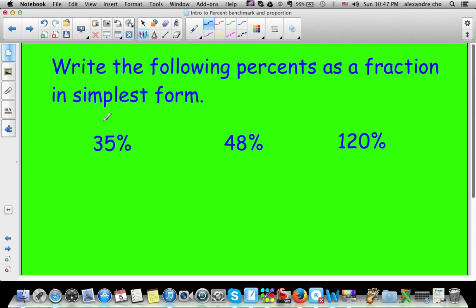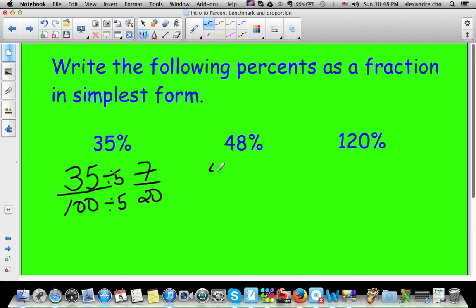So 35% as a fraction, it's something compared to 100. So it's 35 out of 100, or it's 35 for every 100. You should have gotten that initially. Simplified, you can divide top and bottom by 5. 35 divided by 5 is 7, and 100 divided by 5 is 20. Okay.